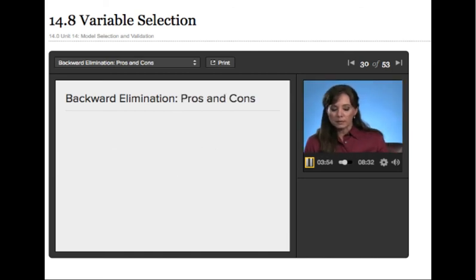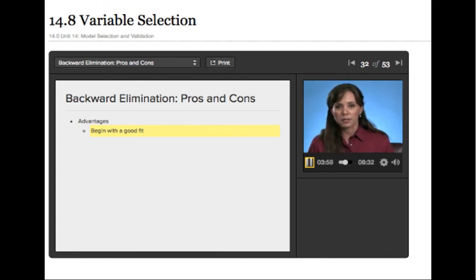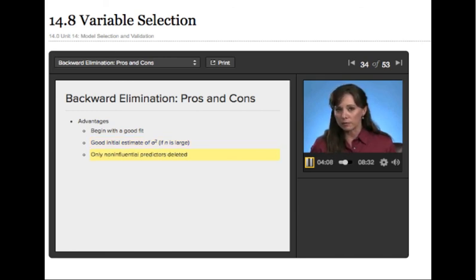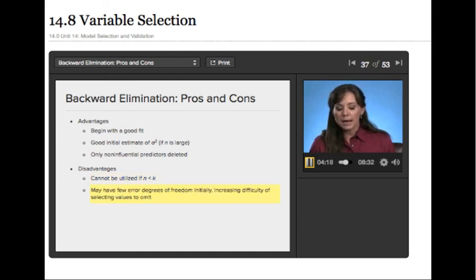For backward elimination, the advantages are that we begin with a good fit. Obviously, having all variables in the model is a good fit. We also have a good initial estimate of the overall error variance. We're only deleting predictors that are not influential. But the disadvantages are that we can't do it if the sample size is less than the number of predictors. We also may have few error degrees of freedom initially, which makes it harder to estimate which variables should come in and out of the model, or out of the model, I should say.